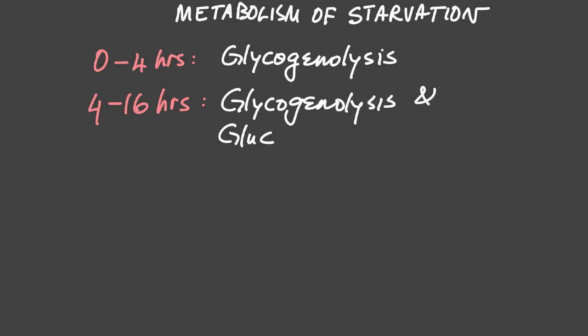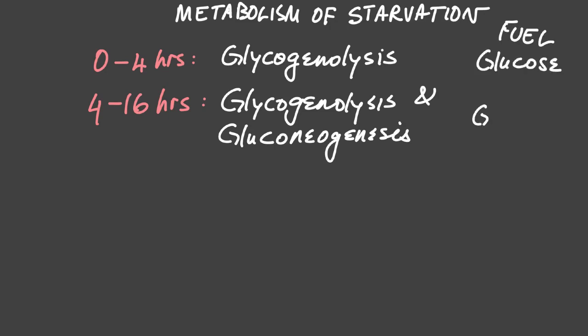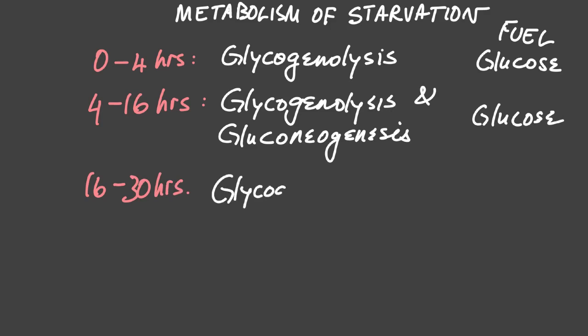However, gluconeogenesis provides glucose from non-carbohydrate sources such as proteins and fats. This is because the body is running out of glycogen and glucose must come from other sources. Glucose is still used as the primary fuel until after 24 hours.